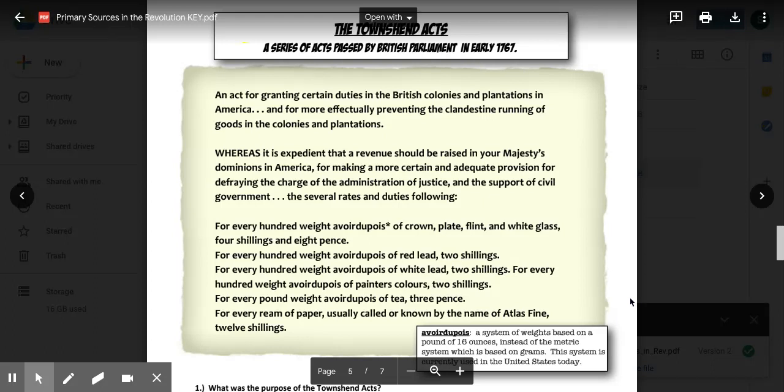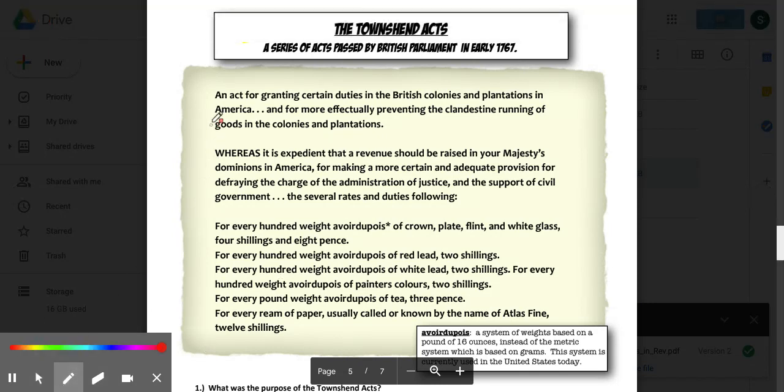But in this case, it wasn't necessarily drugs these smugglers were sneaking in. They were sneaking in merchandise that they didn't want to be taxed by the British: paper products, tea, things like that. So anyway, this is where you would have got the answer for question 1.